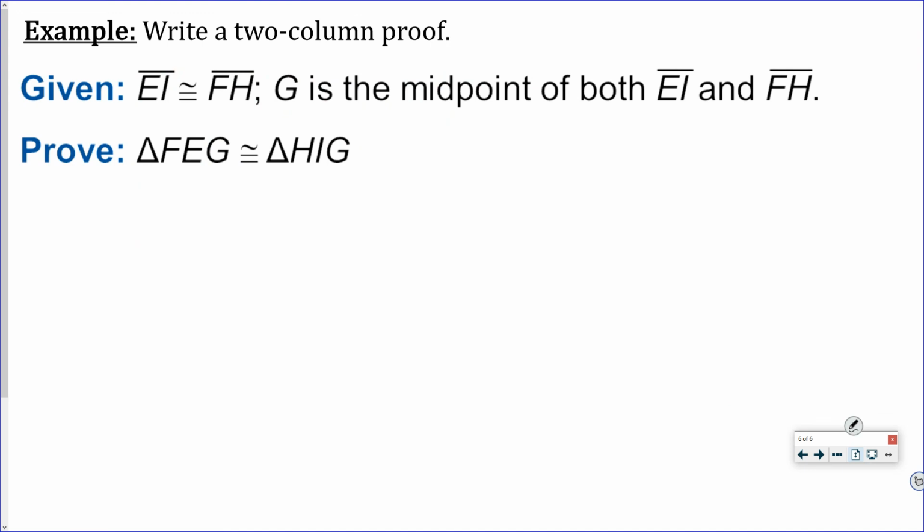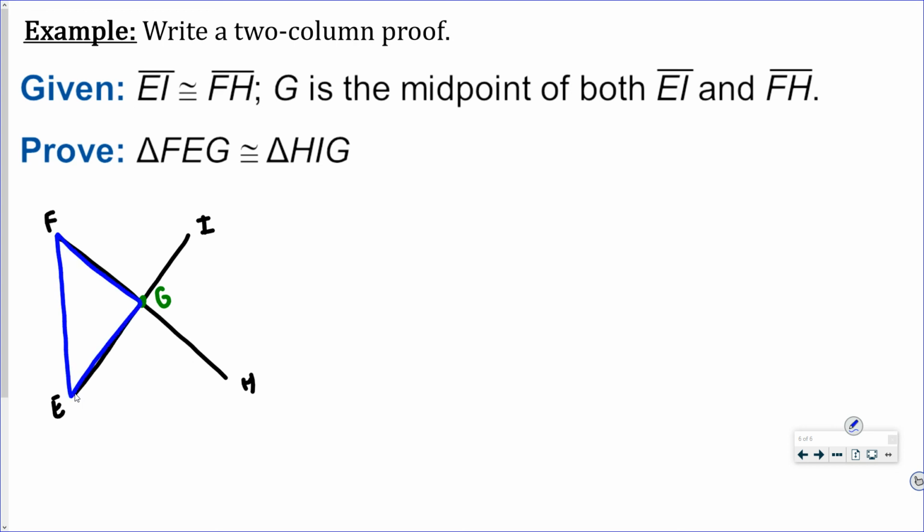Here's what we're given. Segment EI is congruent to FH, and G is the midpoint of both of those line segments. We don't have a picture here, so we got to draw one. EI is the same length, or is congruent to FH, and G is the midpoint of both of those, so obviously G is where they intersect. Prove triangle FEG, that'd be this one, is congruent to HGI.